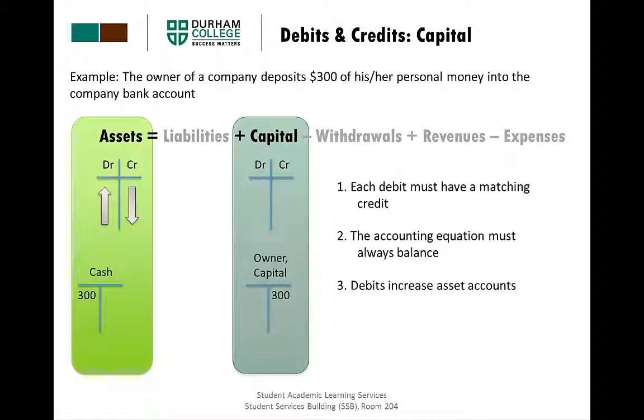Note that there is a plus sign in front of the capital account type. Whatever the balance of the account is, it is added to the right side of the equation, causing it to increase. Therefore, the credit to the owner's capital account must have increased the value of the account. So now we know that credits increase the owner's capital account, and therefore debits decrease the owner's capital account.